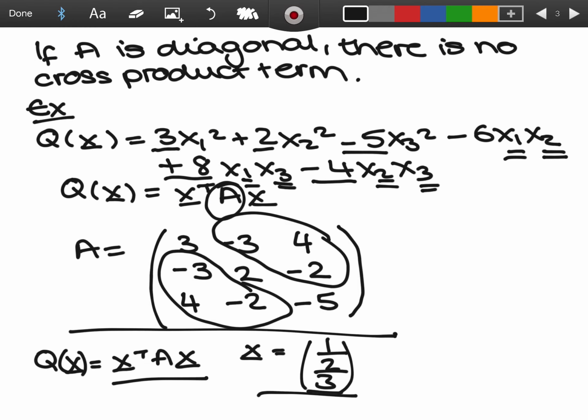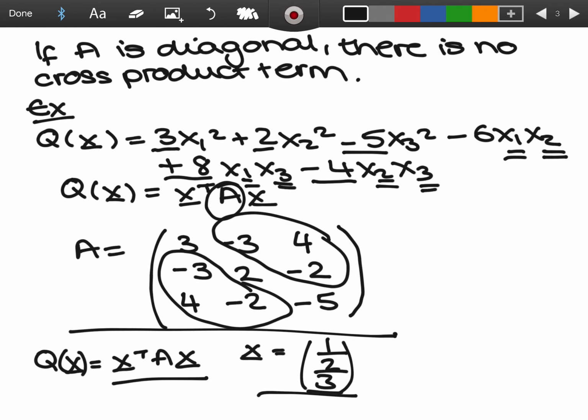So whenever A is a diagonal matrix, which means all the off-diagonal entries are 0, when you multiply this out and get the equation for the quadratic form, you're going to have no cross-product entries. You're only going to have x1 squared, x2 squared, etc. We like this because it makes all of our calculations a lot easier. We just like diagonal matrices. It's like back when we were diagonalizing matrices. It makes calculations so much easier when you know that you have a diagonal matrix.